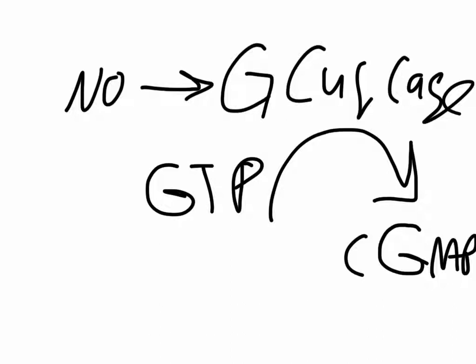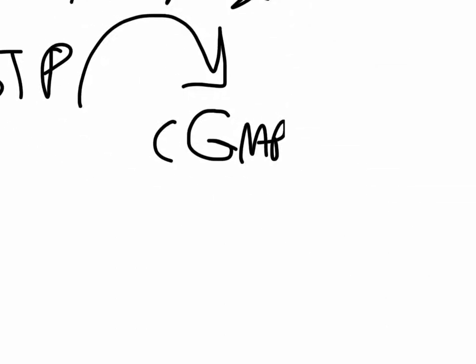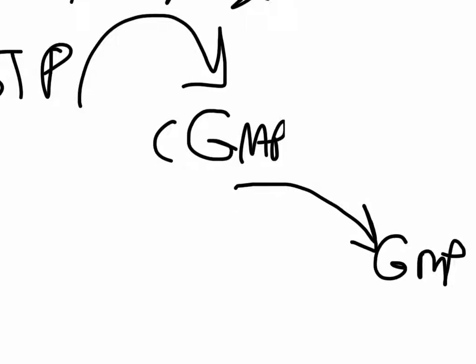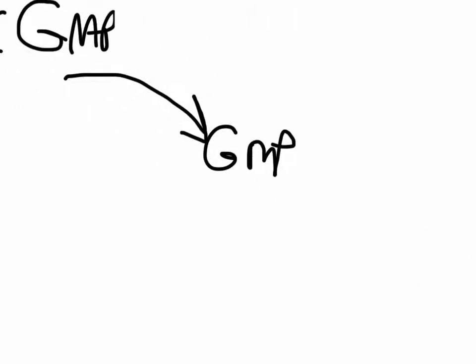Smooth muscle relaxation, that's kind of the idea behind Viagra. What happens with Viagra is this cyclic GMP gets converted into GMP. It gets converted into GMP by phosphodiesterase. So let me make some more room here. So phosphodiesterase does this.